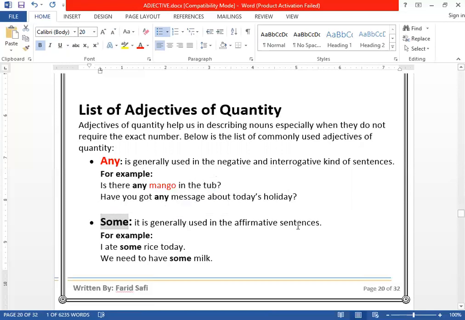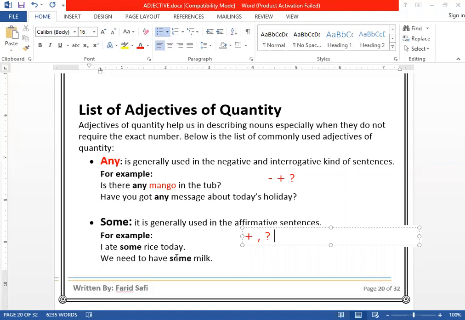Second, some. Again, it's called a quantity adjective. It is used generally in affirmative sentences. Any is used in negative and question sentences, while some is used in positive sentences and interrogative sentences. Like, I ate some rice today. That's initially I didn't eat some rice. That is wrong. Clear? So we cannot use some in negative, or we cannot use any in positive.